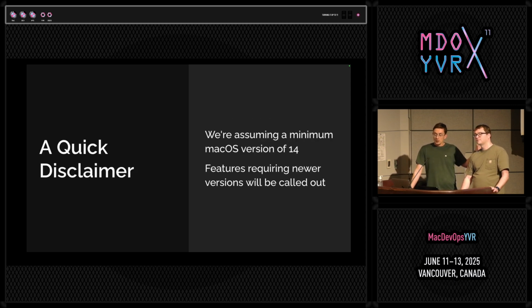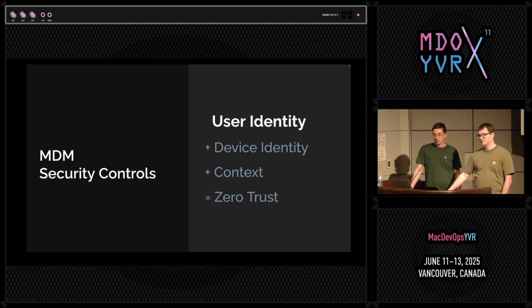And a quick disclaimer, most of the information we're showing today is assuming a minimum of macOS version 14. Some features require slightly newer versions. We'll call that out. And so let's get started with user identity.